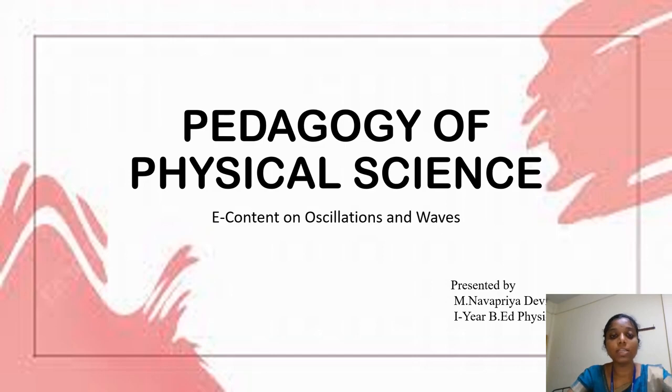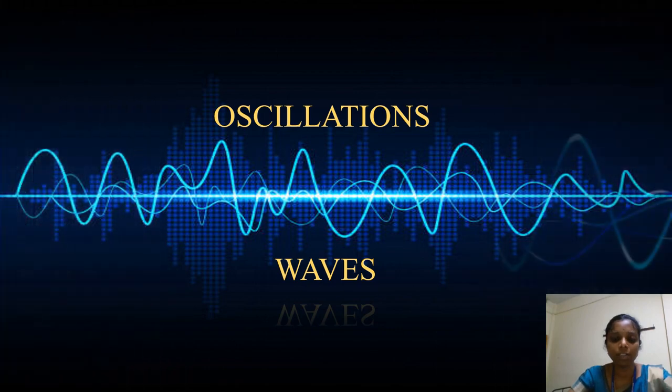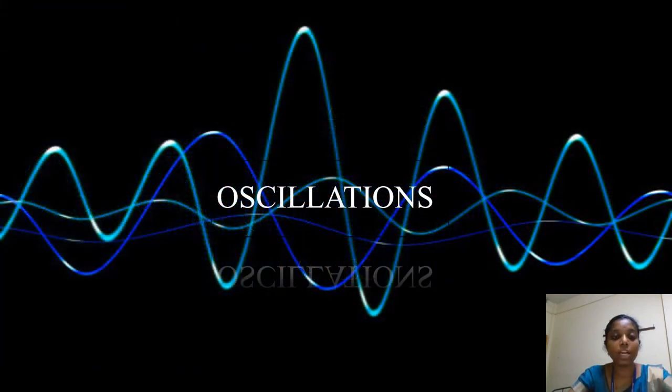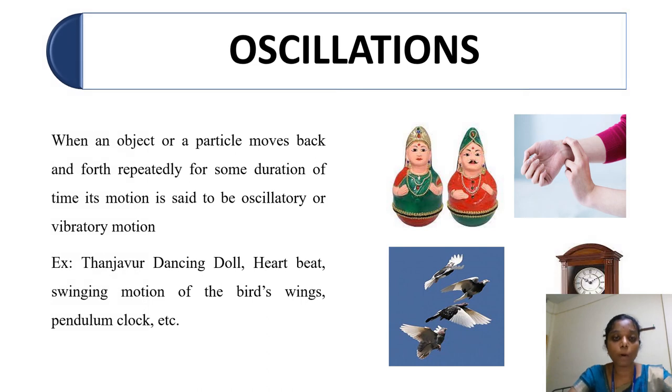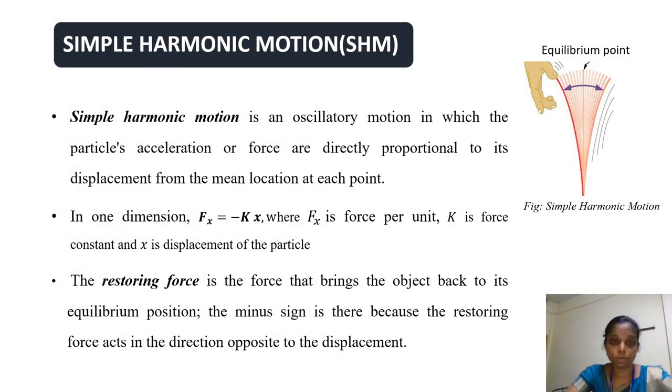Today I am here to discuss the topic oscillation and waves. First, oscillation. When an object or a particle moves back and forth repeatedly for some duration of time, it is said to be oscillatory or vibrating motion. Examples: Tanjore dancing doll, heartbeat, swinging motion of a bird's wings, pendulum clock, etc. are examples of oscillation.